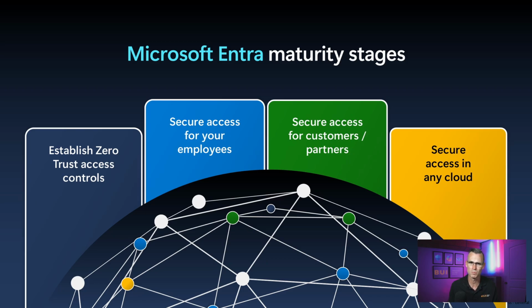Starting with the establishment of your zero trust access controls, and then moving to the next step of maybe securing access to the applications and the stuff that your people access. Then on a third level from a maturity perspective is securing access for your customers and partners in terms of how they access your content. And then lastly, if you do have applications or infrastructure running outside of Microsoft Azure, in AWS or Google Cloud, then the last step in this maturity is to obviously secure access in those clouds.